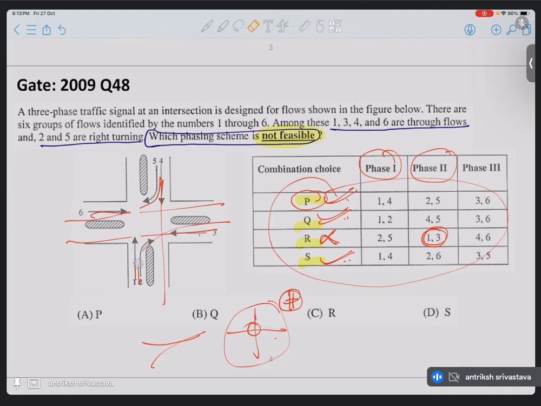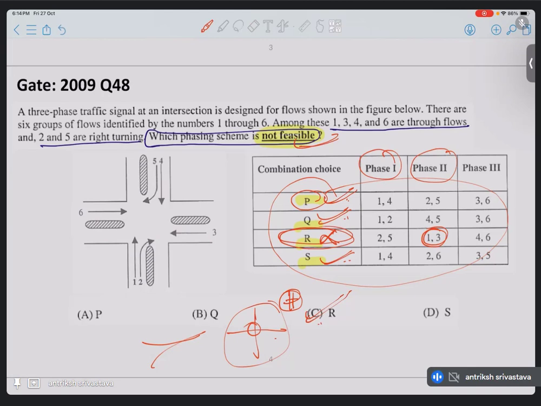So the only choice combination that is giving us problem is R. So we will say that R is not feasible. So the answer is C. Okay, this is a simple enough question.